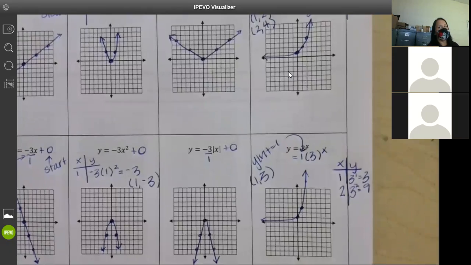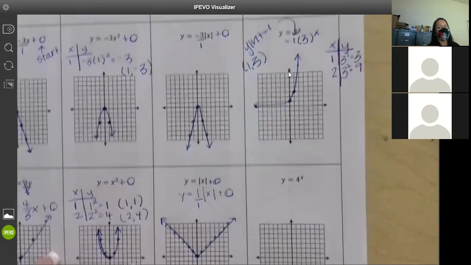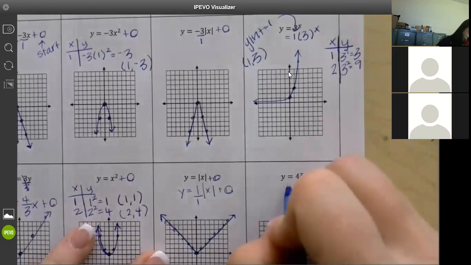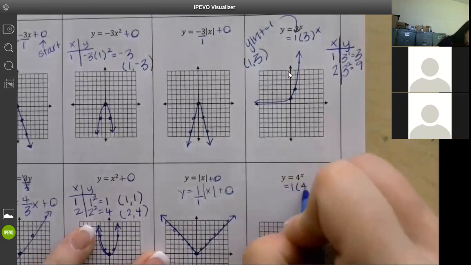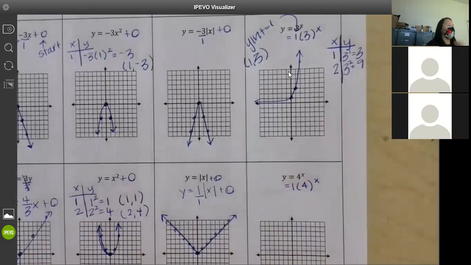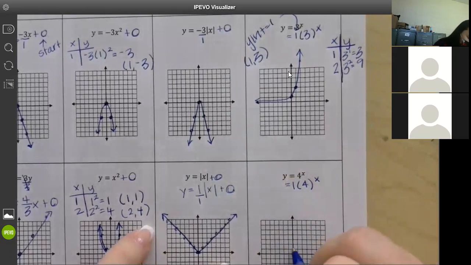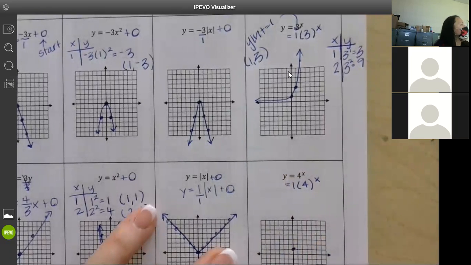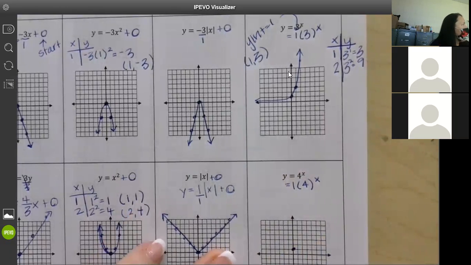And then one more of these and we'll move on. We have 4 to the x. Remember, we can rewrite that as 1 times 4 to the x. The only reason I'm doing this is to show you where your y-intercept is. Our y-intercept is at 1. We're not moving it up, down, left, right, so it's going to stay at 1 for right now. That's why it's a parent graph.